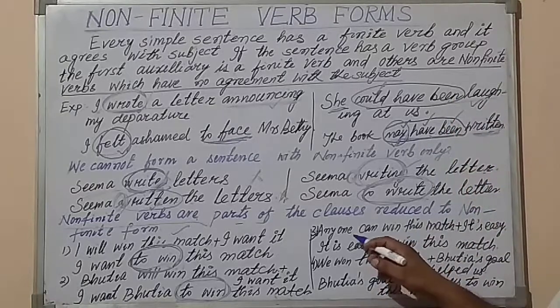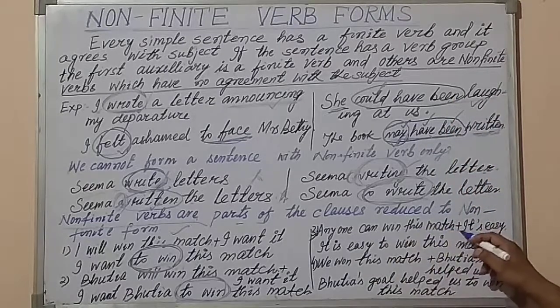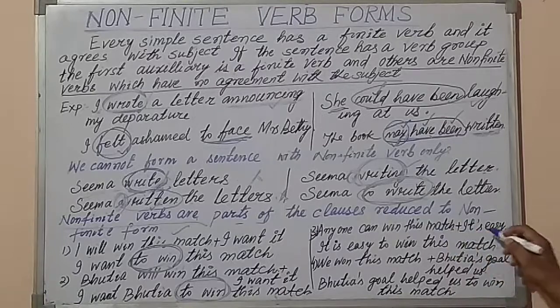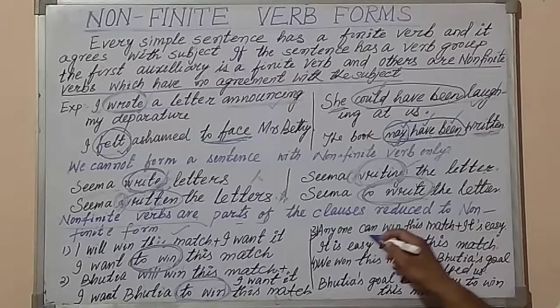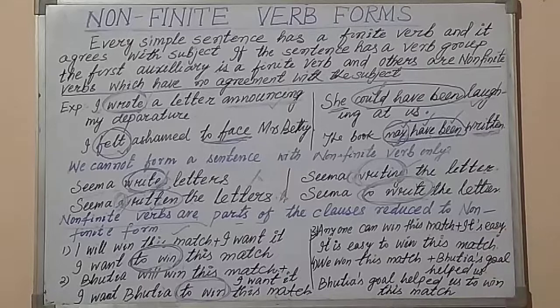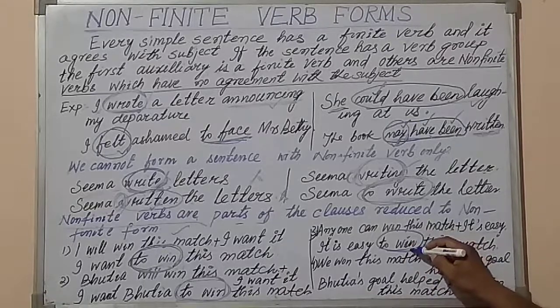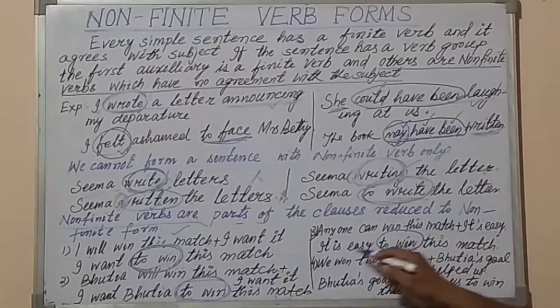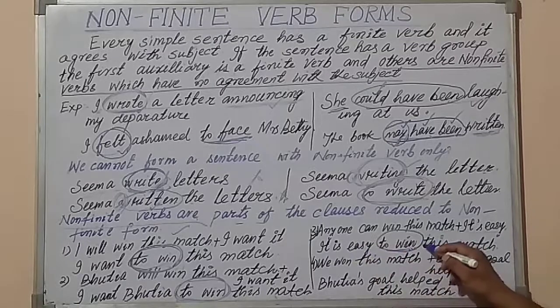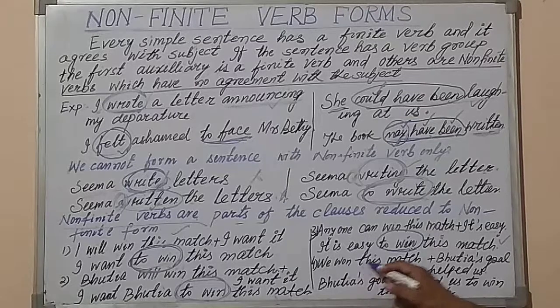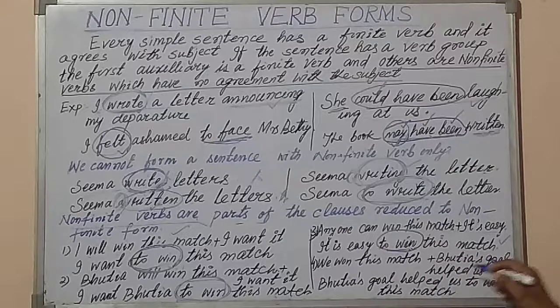Next one you see, anyone can win this match. It is one clause. It is easy. It is another clause. When two clauses are joined and reduced, what happened? There is another form, that is to win. So to win is your non-finite verb, and it is easy to win this match is the correct sentence.